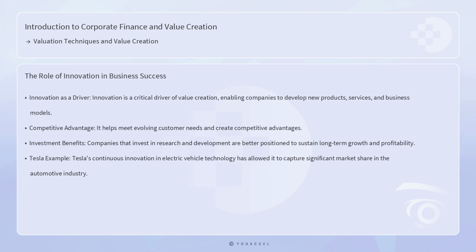Innovation is a critical driver of value creation, as it enables companies to develop new products, services, and business models that meet evolving customer needs and create competitive advantages. Companies that invest in research and development and foster a culture of innovation are better positioned to sustain long-term growth and profitability. For example, Tesla's continuous innovation in electric vehicle technology has allowed it to capture significant market share and establish itself as a leader in the automotive industry.